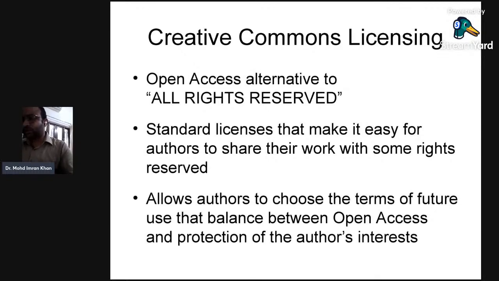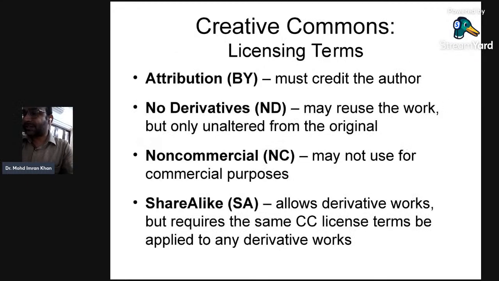So it allows authors to choose the terms of future use, and this way it balances between open access and protection of authors' interest. These are the Creative Commons licensing terms. Attribution: herein, you must credit the author. You just attribute to the author, and you can, as it is, use the work without any addition or any editing. Non-derivative: you may reuse the work, but only unaltered from the original.